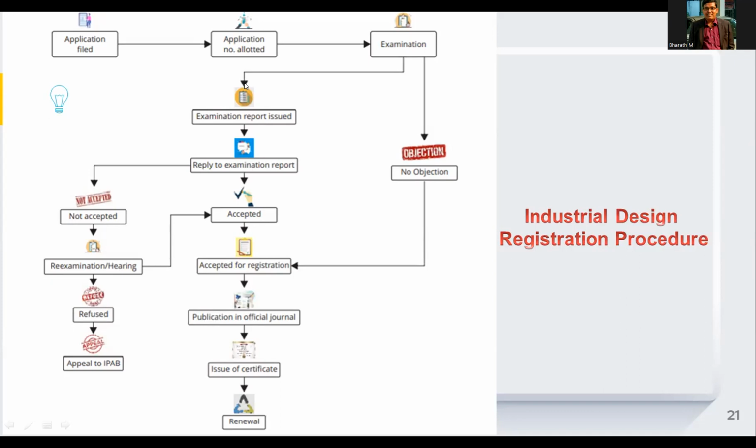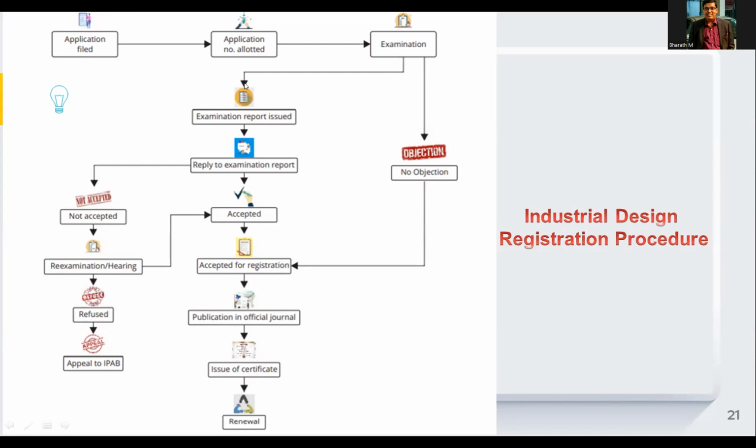So if it is not accepted, what do you have to do? What are the possibilities you have? You have the possibility of re-examination or hearing. Even if in the hearing it is refused, you can appeal to the Intellectual Property Appellate Board. All the four, maybe a patent case, copyright case, industrial design case, or trade secret, whatever, comes under the Intellectual Property Appellate Board. You can finally appeal to the Appellate Board.